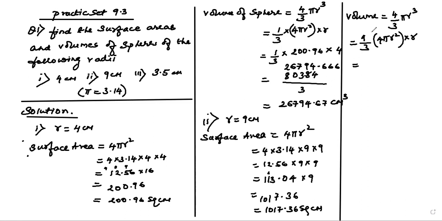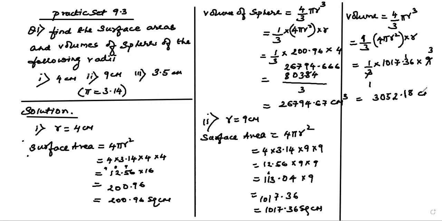Now this is 1 upon 3 into this 4 pi r square, which is nothing but the surface area. Surface area is 1017.36 into radius 9. 3 ones are 3, 3 threes are. You only have to multiply by 3. 3 6s are 18, 3 7s are 21, 22. 3 1s are 3 plus 5, 25. 3 0s are 0, 3 ones are 3.